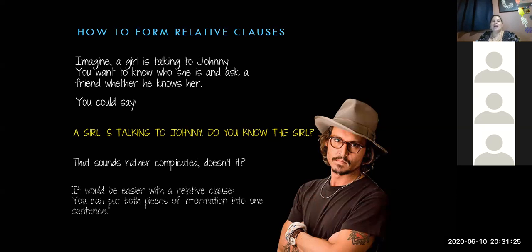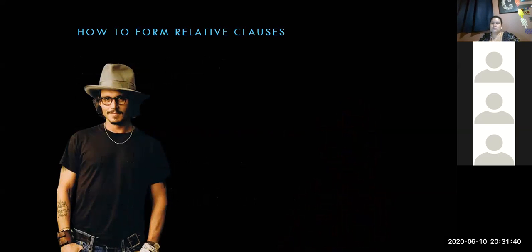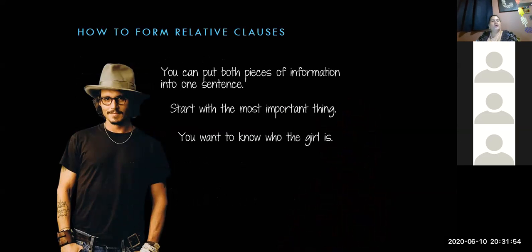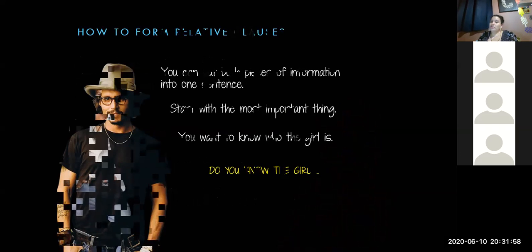So what could we say? It would be easier to use a relative clause. How could we unify this? A girl is talking to Johnny. Do you know the girl? Let's find out how we can structure this. We can put both pieces of information into one sentence. Start with the most important thing you want to know, who the girl is. So you would say, do you know the girl?